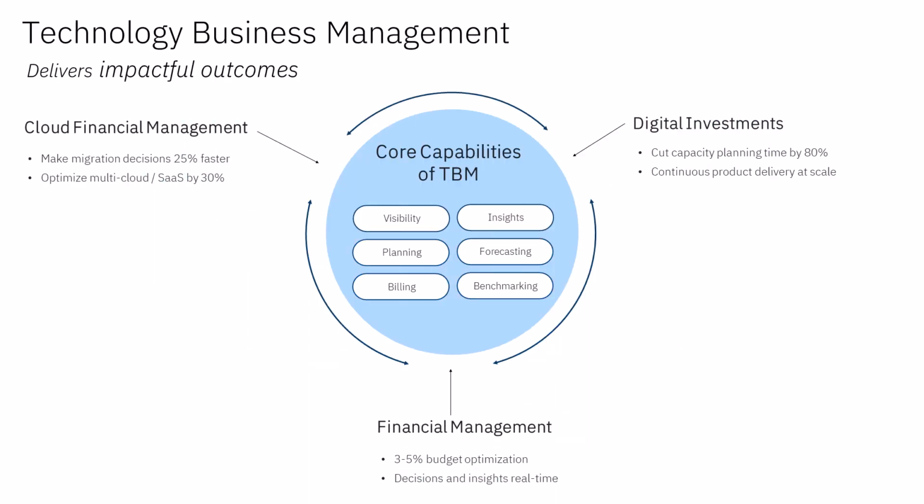TBM is a proven discipline that has consistently delivered outcomes to organizations by focusing on those core capabilities. With the adoption of TBM, organizations can deliver both immediate and strategic impact to their organizations. Immediate cost savings range from budget optimization to faster adoption of the cloud to the delivery of new products at scale.